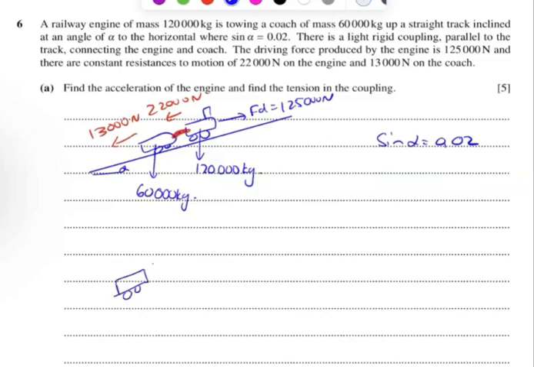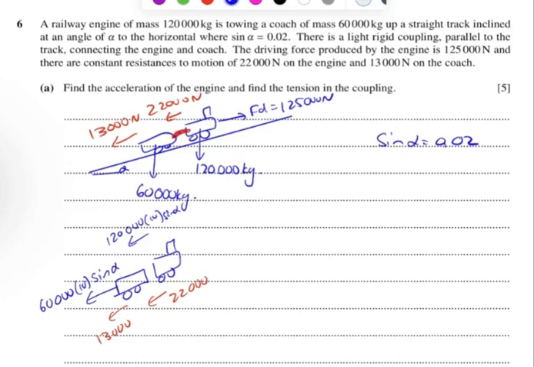So I'm looking at my whole system. What are all the external forces acting on this thing? I've got my mg sine theta, m times 10 times sine alpha, so that's acting on the coach. And then I've also got 120,000 times 10 sine alpha. Those masses are acting down. And I've got my 13,000 and my 22,000 all acting down. The only thing acting up is my driving force.